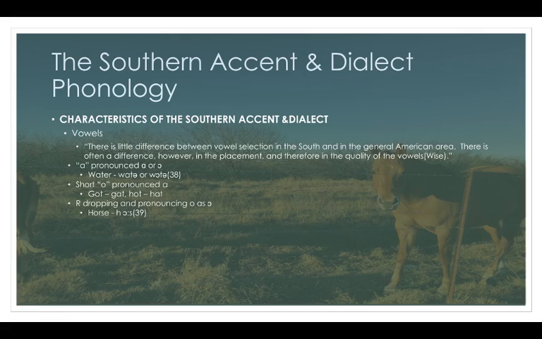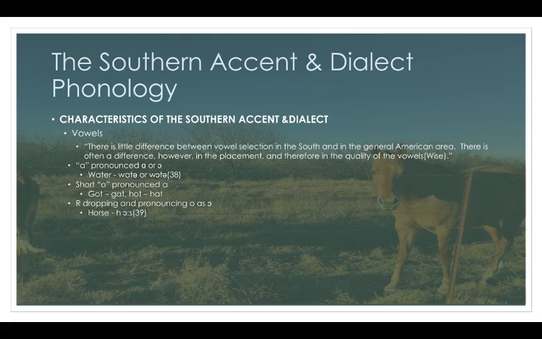So there's a difference between vowel selection in the South and in the general American area. There is little difference in that previous sentence, sorry. Often a difference, however, in the placement and therefore in the quality of the vowels. There's a difference there. So I actually think that's pretty true because obviously we have the same vowels, but it's all about the placement and how we use them in the Southern accent.